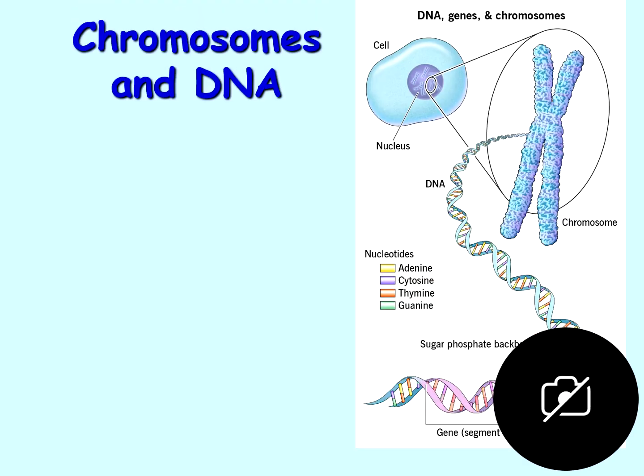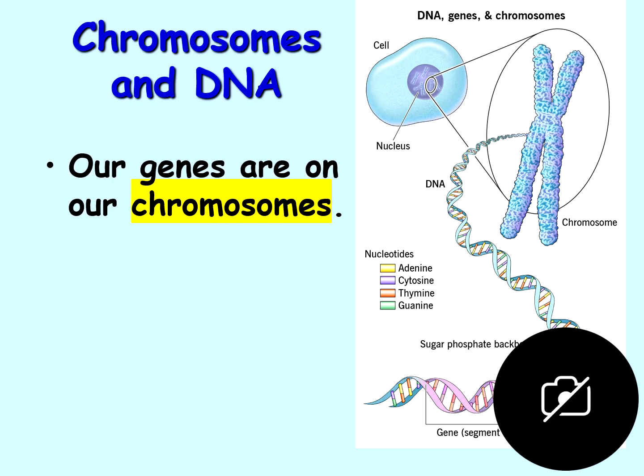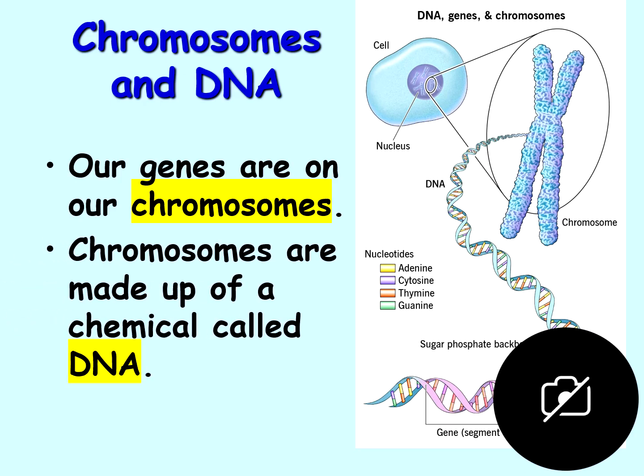So next we're going to look at DNA and chromosomes. I think on your notes it says function of DNA. So our genes are on our chromosomes. Remember, we have 23 pairs of chromosomes for a total of 46 chromosomes in each and every one of our cells. And chromosomes are made up of a chemical called DNA.